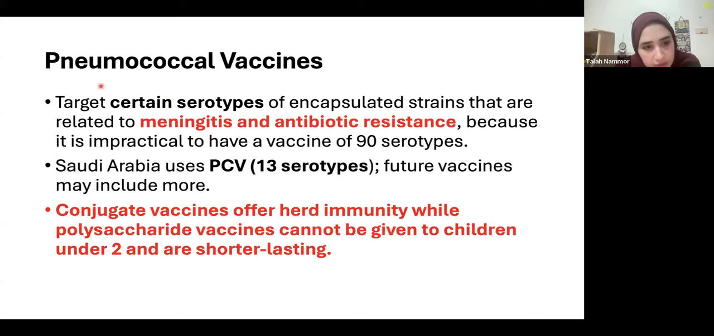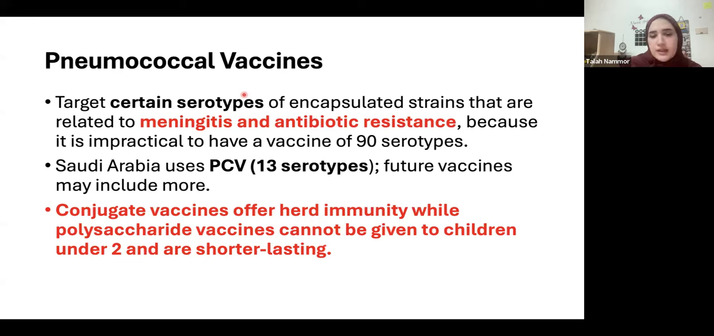Moving on, we have pneumococcal vaccines. Pneumococcus is one of those organisms that has antigenic variation, so it keeps changing its antigen. So we have a lot of serotypes, more than 100 serotypes. But we care about the ones that can cause serious issues like meningitis and antibiotic resistance. So these are the ones that we incorporate.